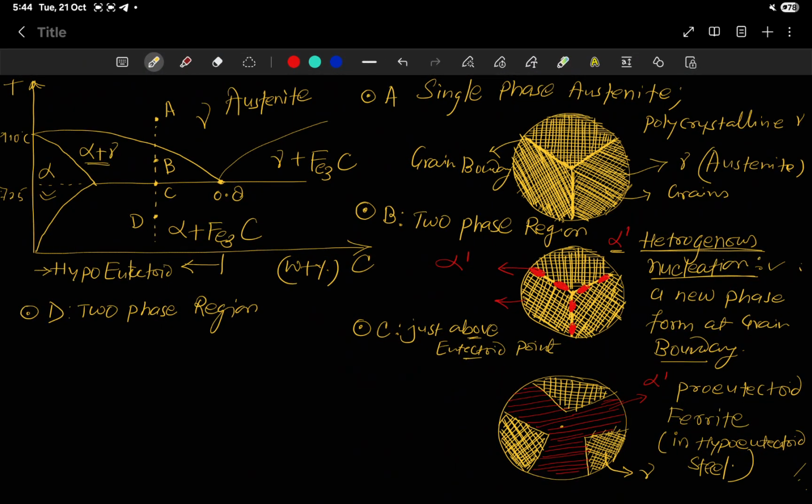Okay, now let's try to draw the microstructure for this point. So just first draw one circle. Okay, good. And just draw the center, and it will be just an extension of this curve. So first draw three regions.